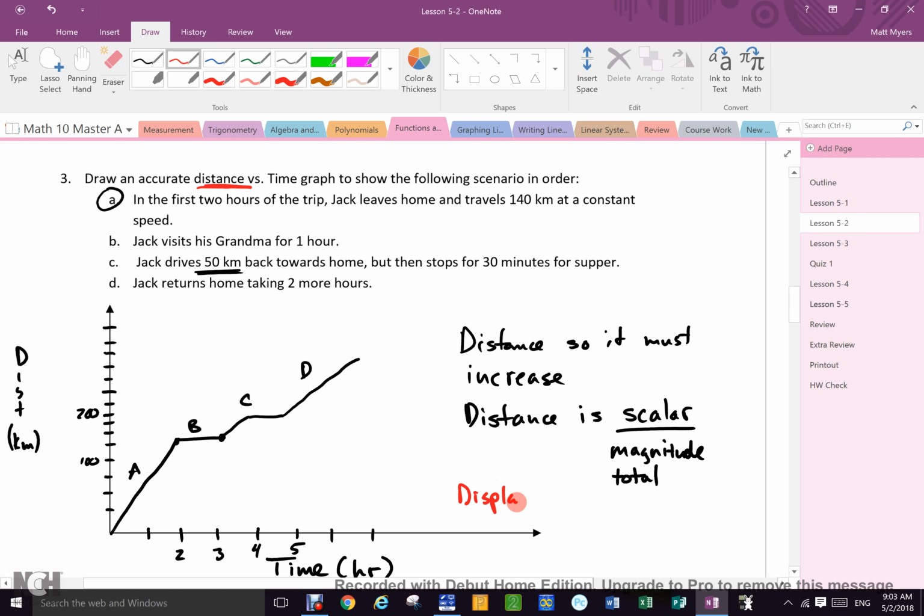Displacement is a vector, which means it has a magnitude, which is size, and a direction. Does everybody understand the difference?